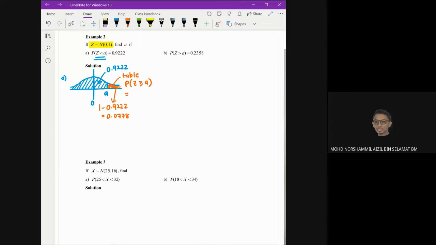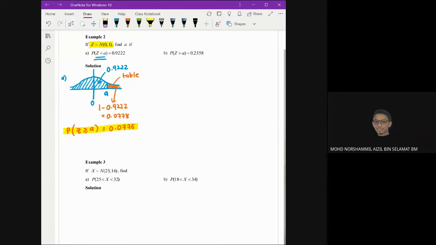This means the probability of Z greater than or equal to A, or just greater than, is enough. If you don't want to include the equals part, no problem. It is equal to 0.0778. So far, do you understand this mathematical equation? You must understand this properly.